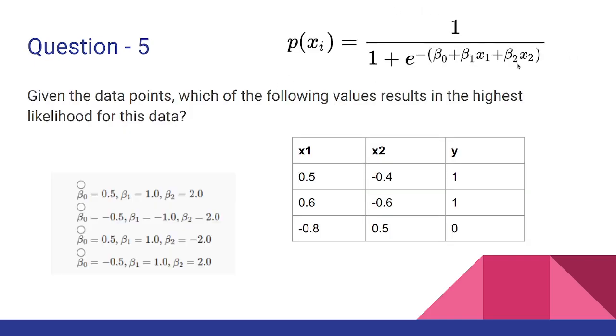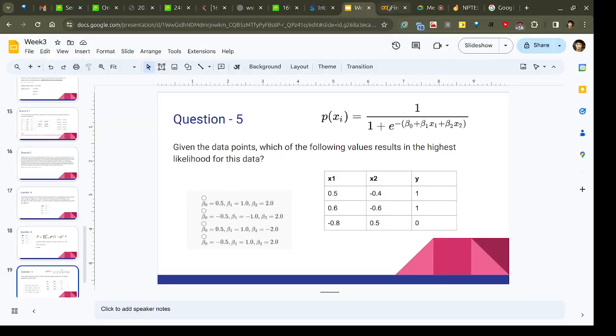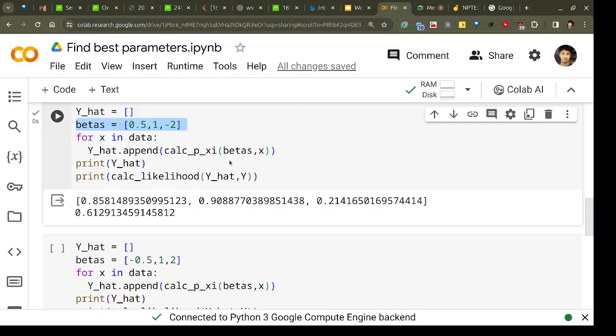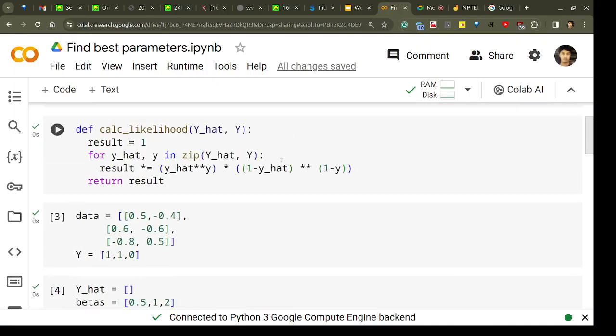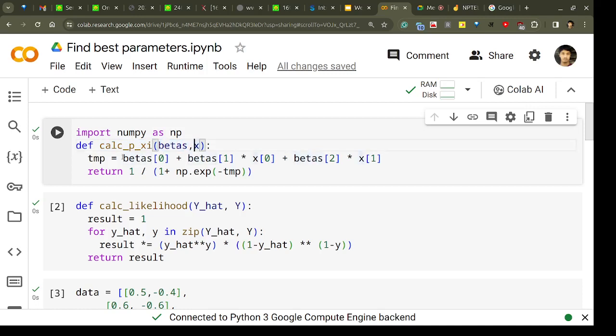And how to find p? With this formula. For that I have written a Python program, so I'll just show that. I hope this is visible to everyone. So p of xi we are calculating. How to calculate? We are taking the beta value and we are taking the x value.